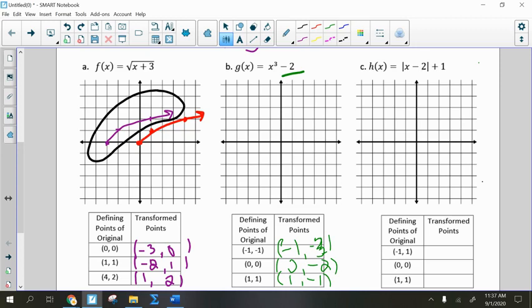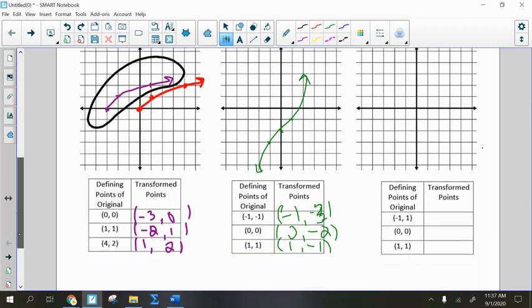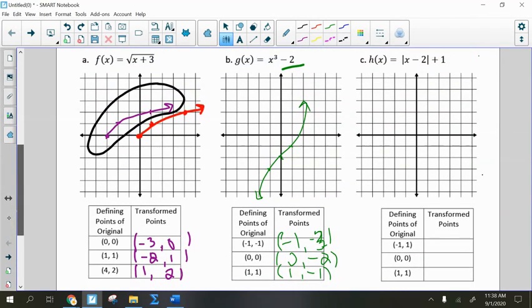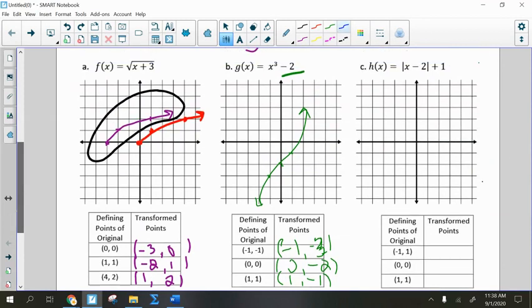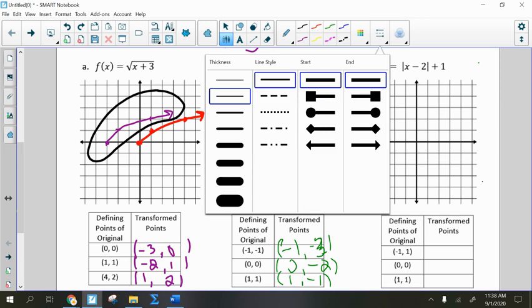Sorry, this is the first time I'm actually using this touchscreen for a video, and it's not as good as I would have thought. All right, so there's the first point, second point, third point. Graph it. That's the transformed graph. That's all you need to put on there. But again, you can put the original defining points and then do the shift on the graph if that makes you more comfortable.